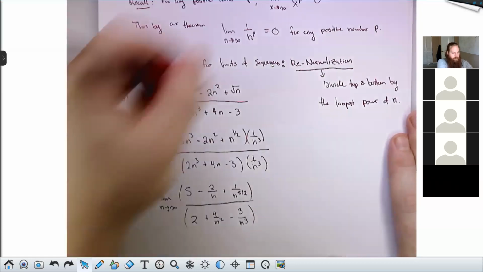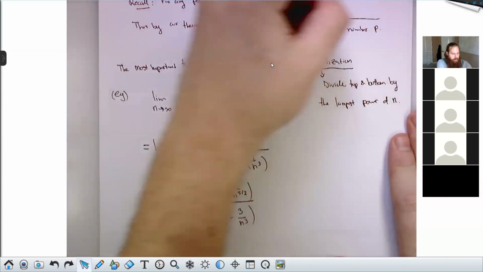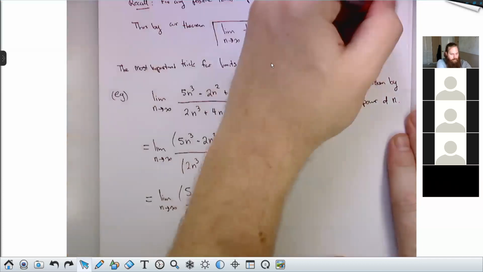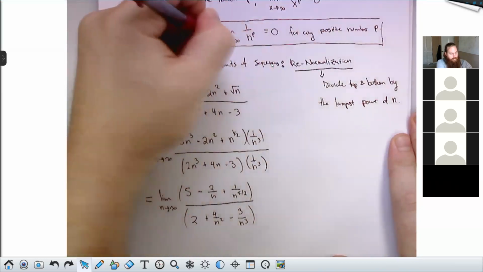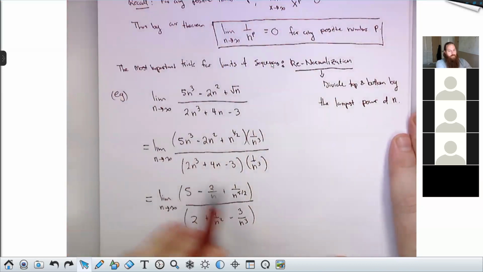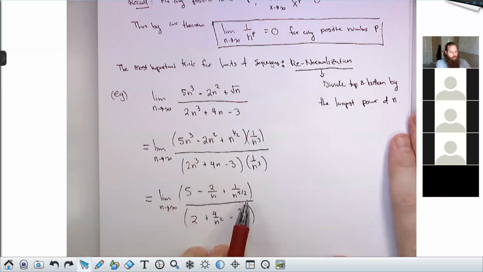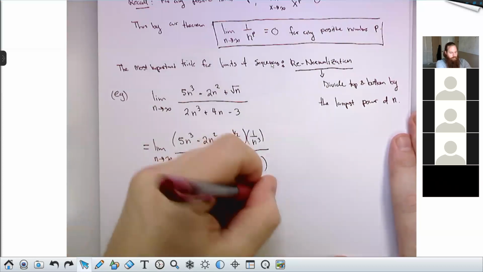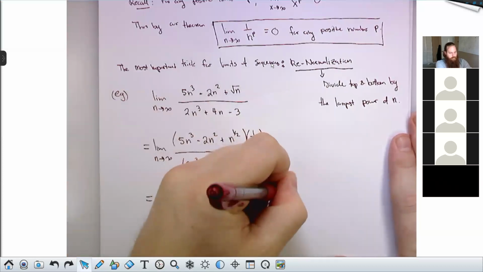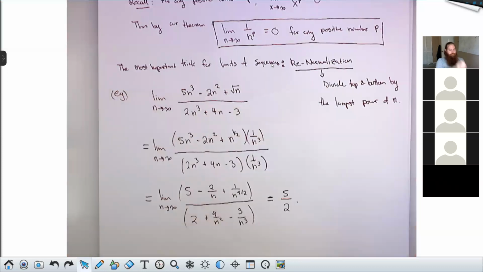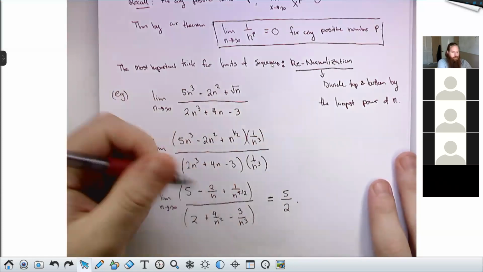And now, according to this result, all of the non-constant terms in this expression go to 0. 2 over n goes to 0, there p is 1. 1 over n to the 5/2 goes to 0, there p is 5/2. 4 over n squared goes to 0. 3 over n cubed goes to 0. So this whole thing goes to 5/2. That's it. Because all these pieces go to 0.